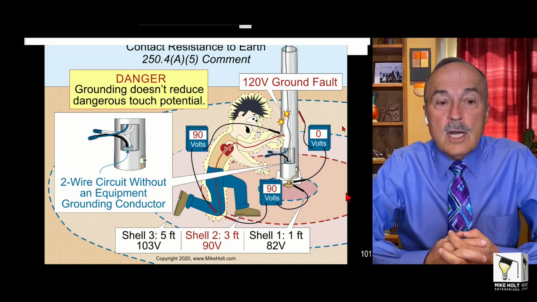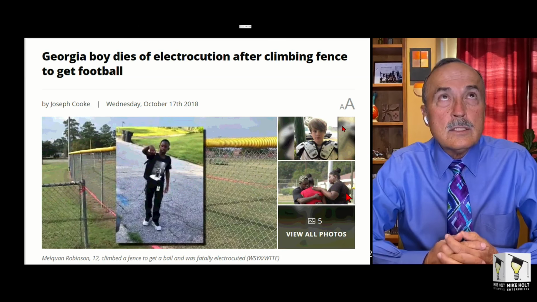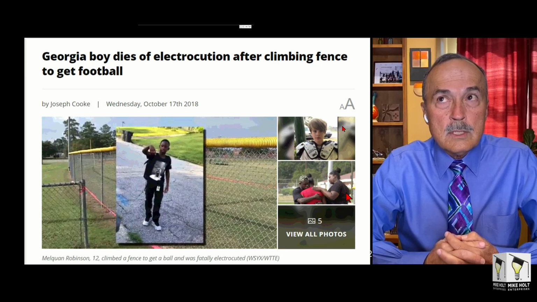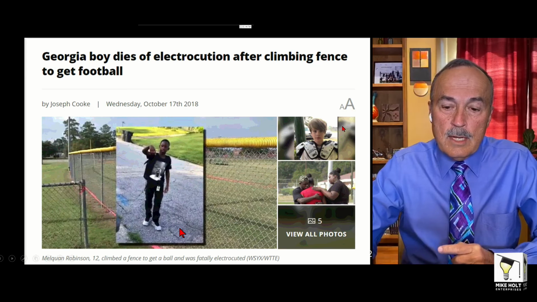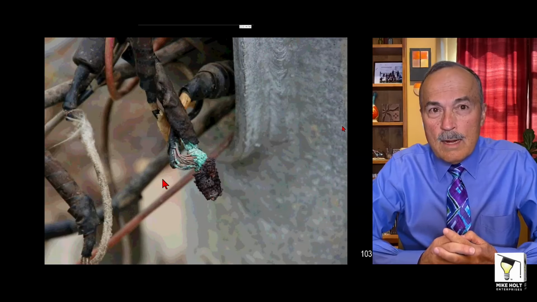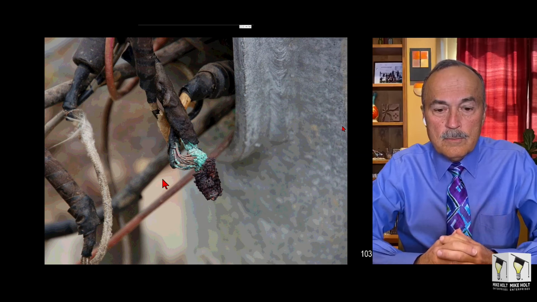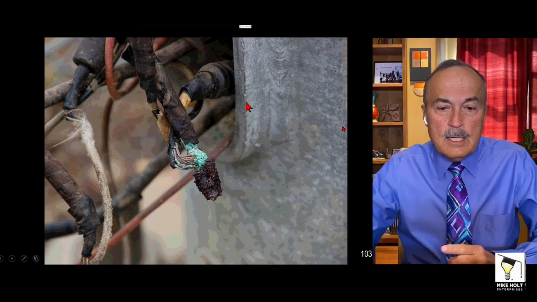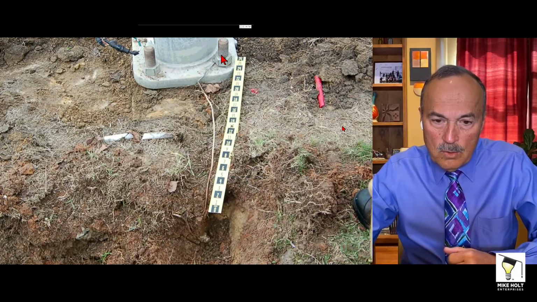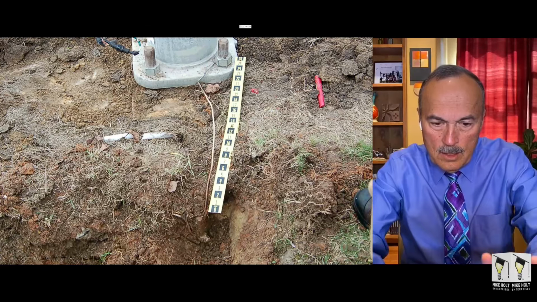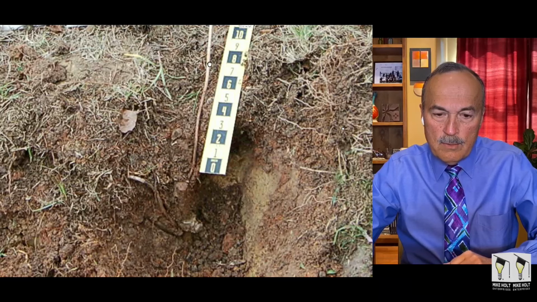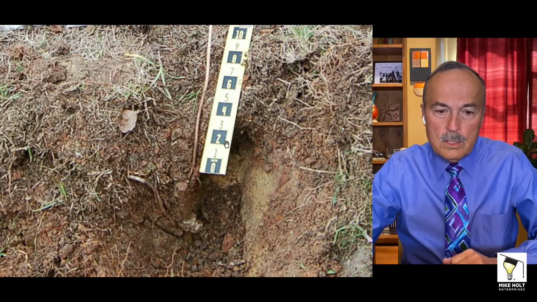All right, this young boy, this Georgia boy, dies. I think it was in Augusta, Georgia. This young boy right here jumps on the fence and gets killed. Guess what? There was a wire nut inside the metal pole structure. It heated up, it melted, it made contact with a metal enclosure, it energized the enclosure. And that pole was actually grounded. Right there's a ground rod, and there's the acorn fitting right there.